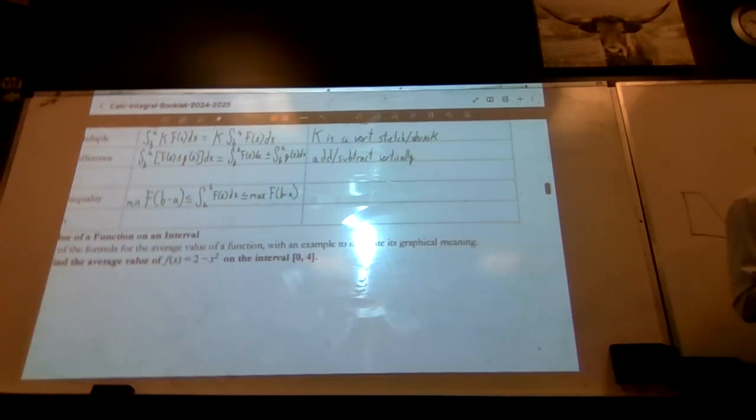All this does is it sets up a range of values for f of x.